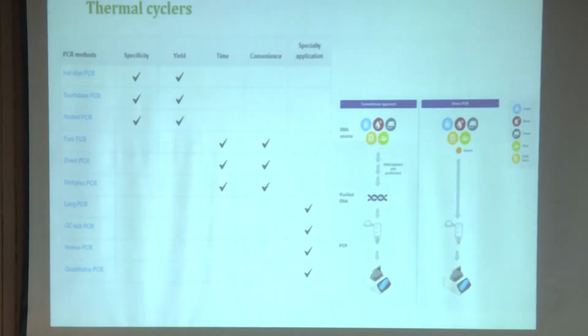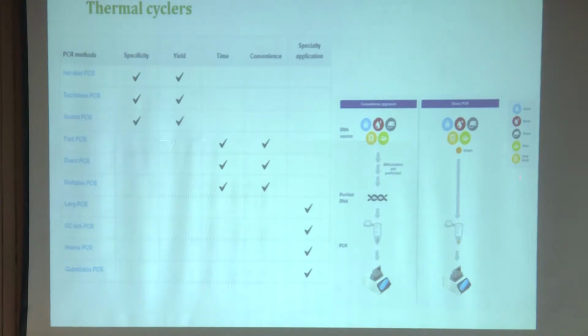So we don't want to stop with one concept like PCR alone, because now there are several methods available with PCR. We have hot start, touchdown, nested, fast, direct PCR, multiplex PCR, and also long PCR, GC rich PCR, inverse PCR, and quantitative PCR. Each one has specific applications for which you can use it. The idea of introducing this concept is that you don't limit your applications or imagination only to PCR reactions. There are several other ways of gaining information from your PCR reaction itself.